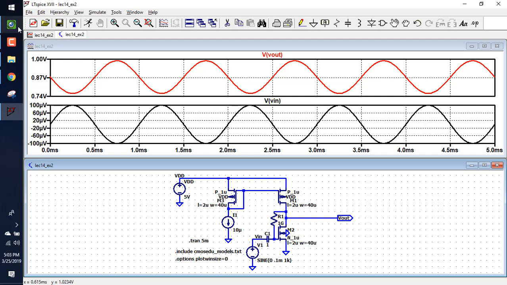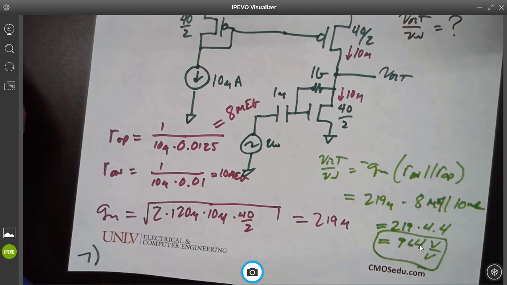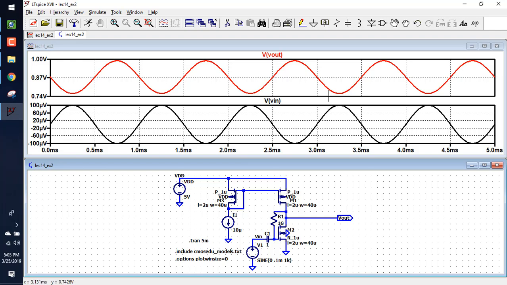When I put my gain, I put V out over V in. Can I do that here with this simulation? No, why?